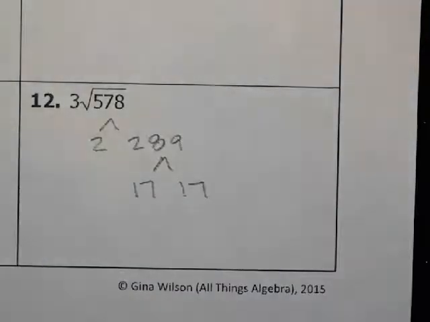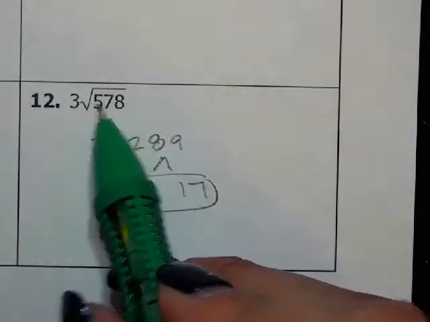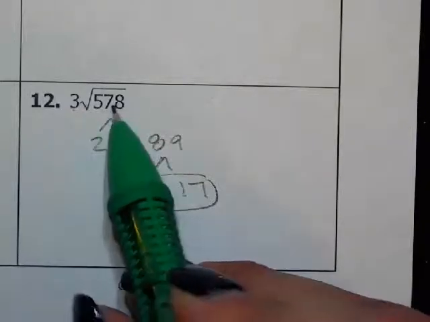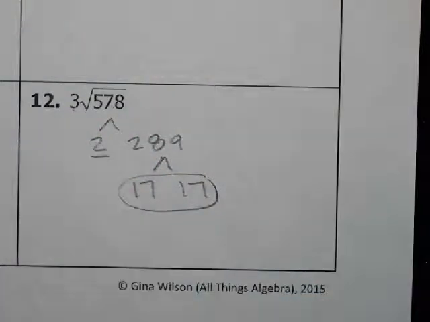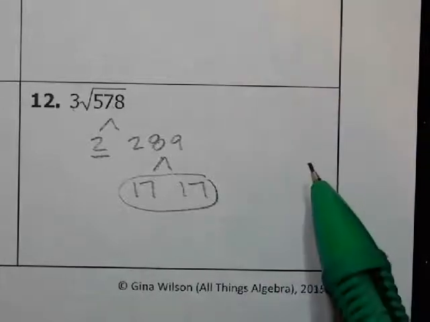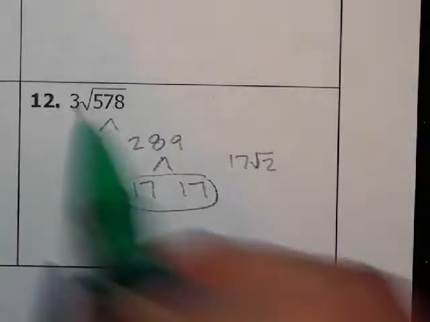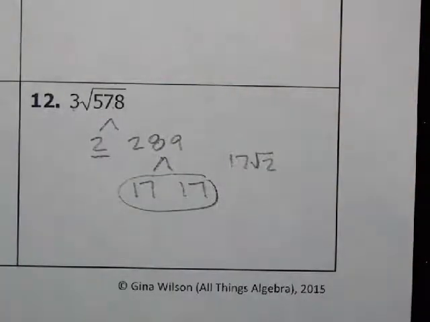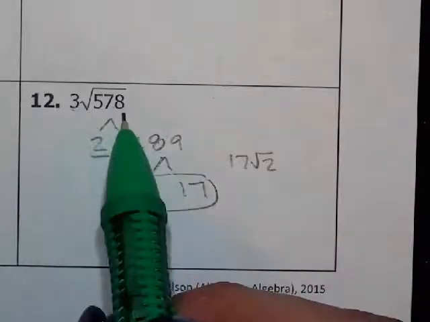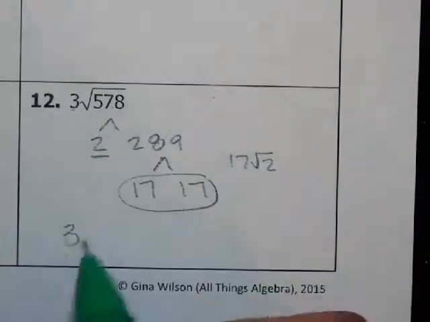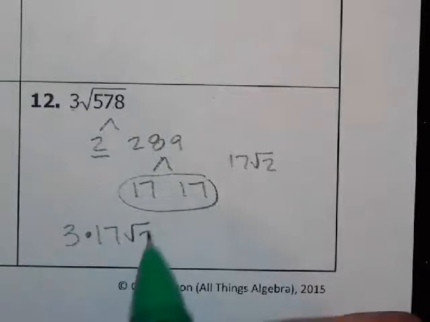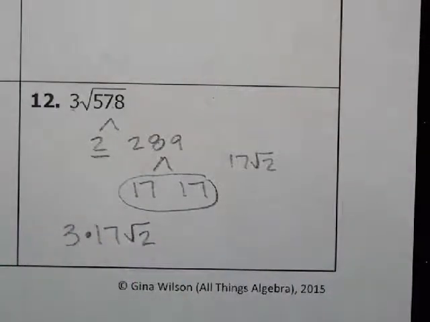All right, so if we simplify just the radical, so I've still got the 3, how do we simplify just the radical? Okay, so then we have to take the 3 that was there. We can't forget the 3. And this is 3 times the radical, so we're going to say 3 times 17 root 2. And what is 3 times 17? 51. So 51 root 2.